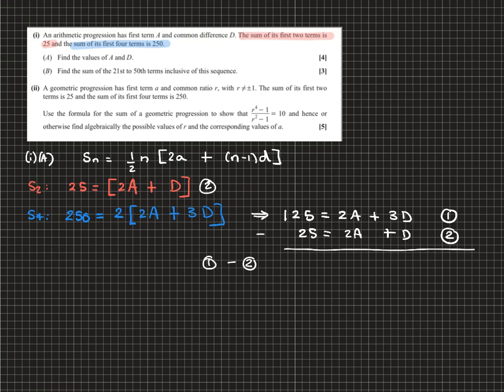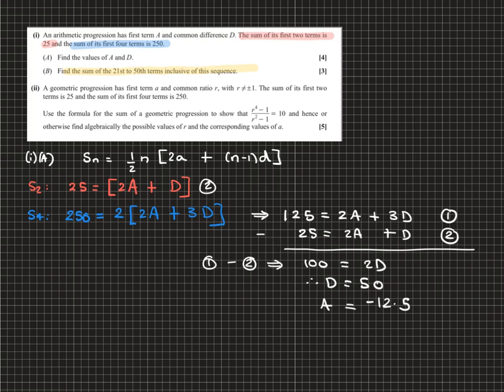Equation 1, take away equation 2, 100 equals 2d, so d is equal to 50, and substitute that to work out your value of a, which is negative 12.5. And we can use these results in part B of the question, which is to find the sum of the 21st to 50th terms inclusive of this sequence.